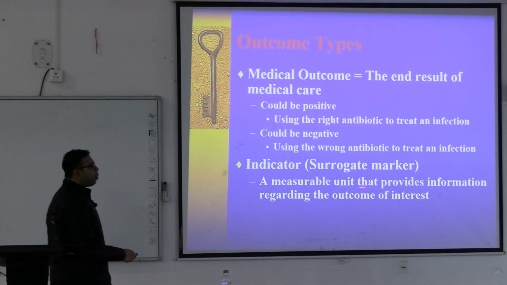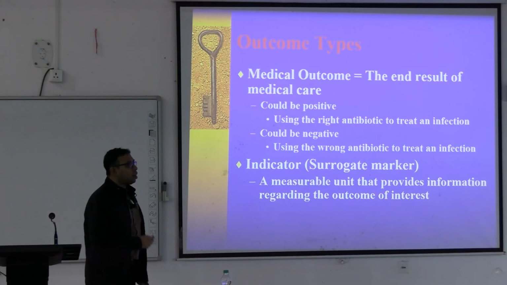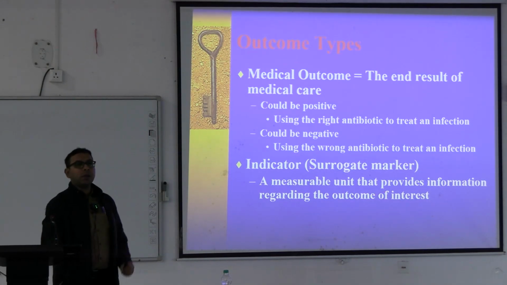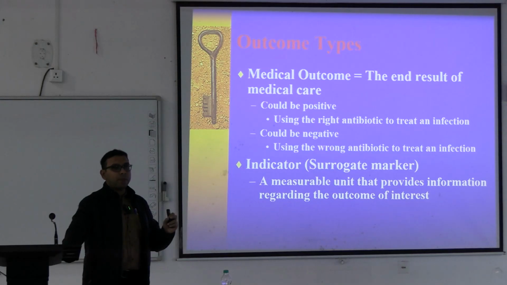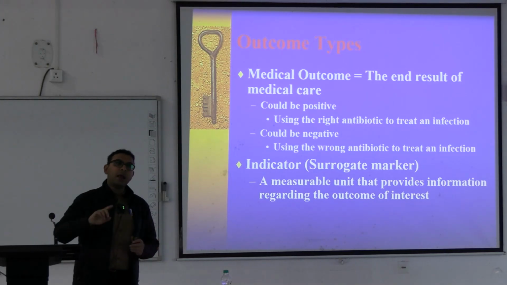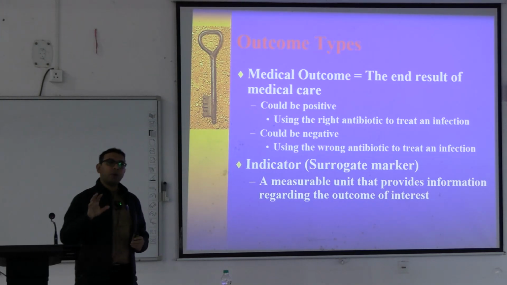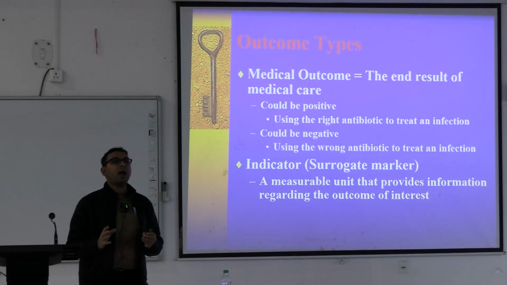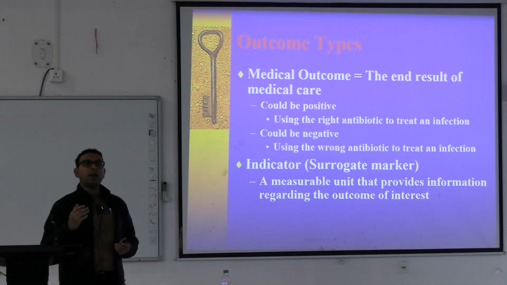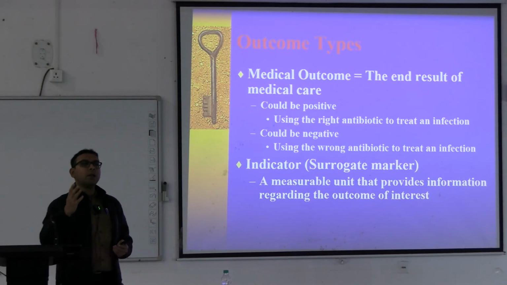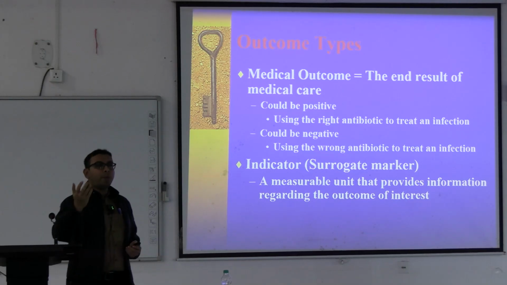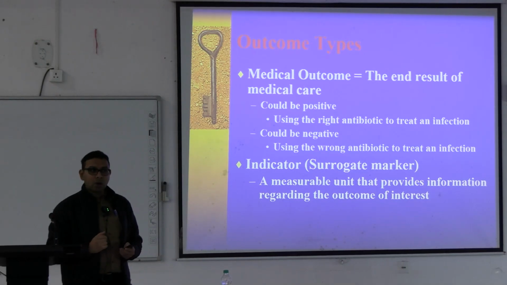So it is a measurable unit that provides information regarding the outcome of interest. For example, in hypertension, we can measure the blood pressure, systolic and diastolic, that can give an idea about the hypertension, and in the long run that can also give an idea about the heart conditions, whether there may be some heart ailment or not. In the long run, that may also indicate whether there may be increased chances of morbidity or mortality or not.